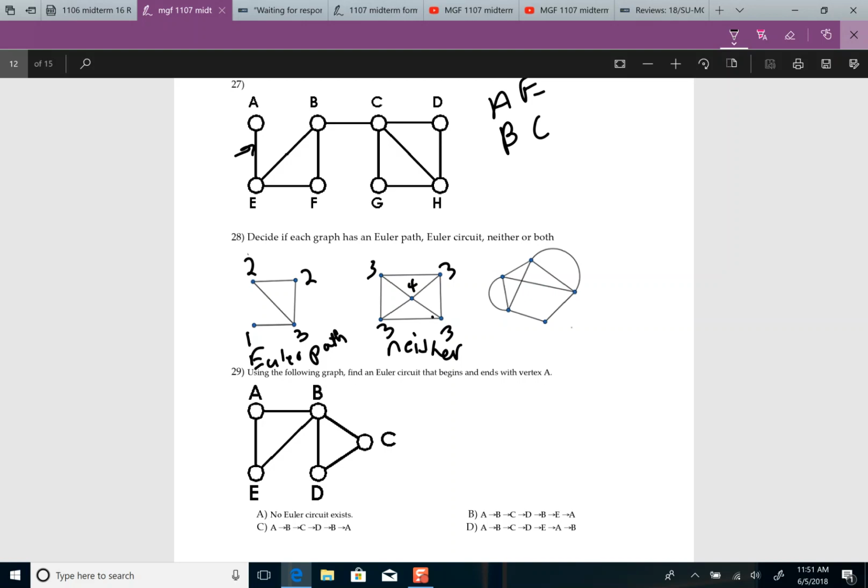Alright, so this last one, which is kind of crazy looking, so here's a 2, 1, 2, 3, 4, here's 1, 2, 3, 4, here's 1, 2, 3, 4, here's 1, 2, 3, 4. Alright, all even says this has an Euler circuit, and it has an Euler path. All Euler circuits are Euler paths by definition, so this is really both.